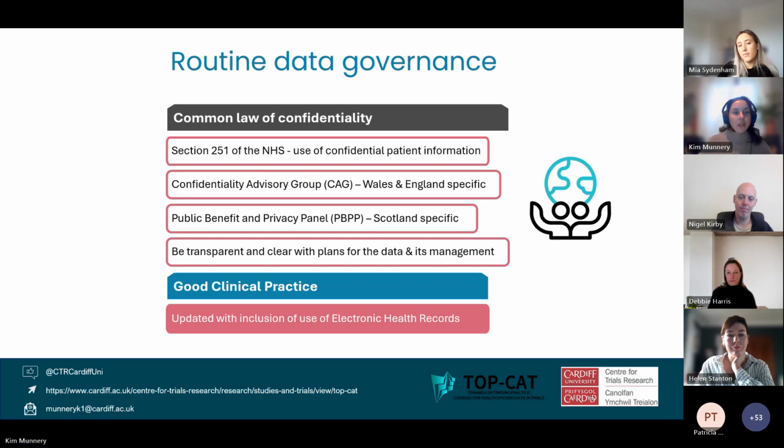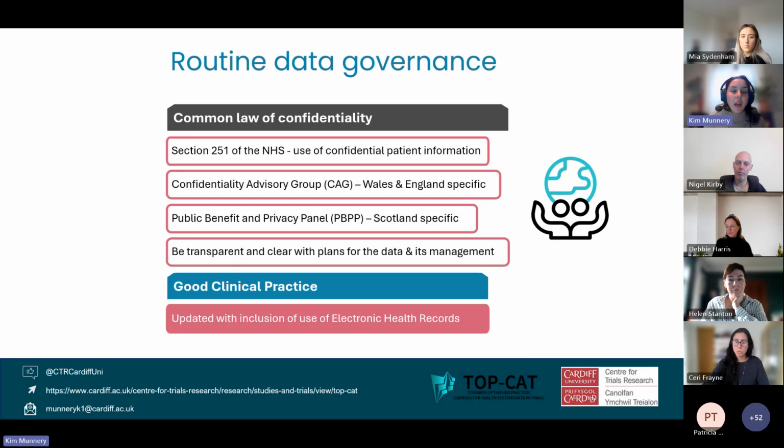Next slide. So the common law of confidentiality. This is basically a law within the NHS laws, which is called Section 251. And basically that means if you want to use confidential patient information, you must go through a public approval panel first to disclose exactly what you're going to be doing with this personal data, and mainly to ensure that you're safeguarding the public from the risk of re-identification.